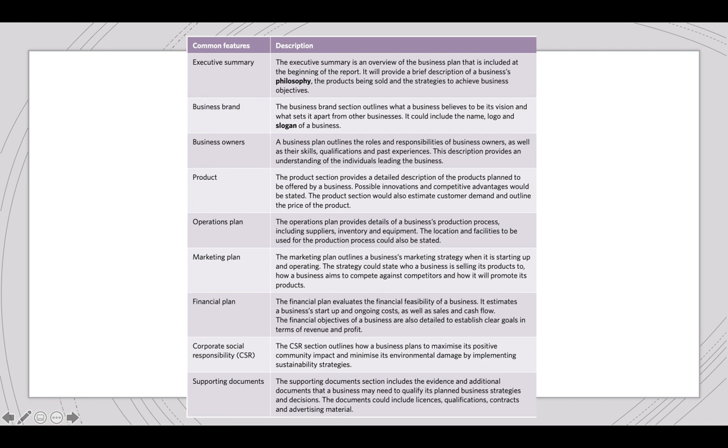So do you need storage space? Do you need a factory? Do you need a physical store? These would all be included in the operations plan.